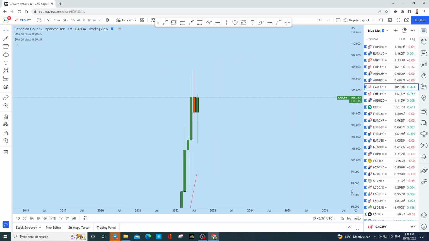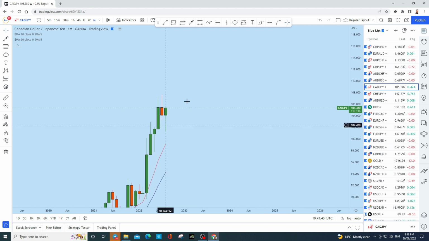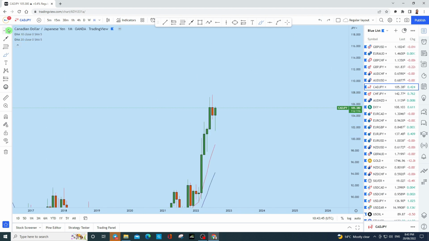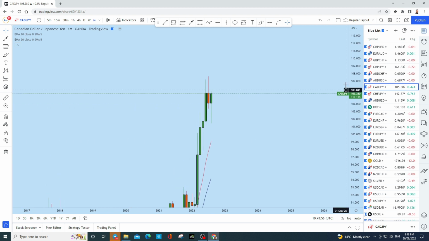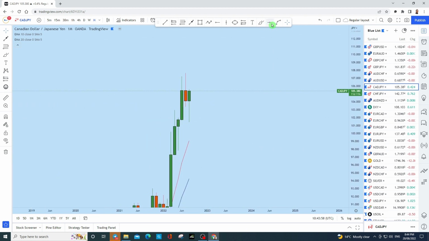We see that on CADJPY on the monthly, there is a strong rejection from the bottom here. You can see the very strong rejection to the upside. CADJPY is a long-term bullish market. It's a strong impulsive move to the upside, followed by this long wick candle here. This is the long wick candle on the monthly perspective. So this is a long-term bullish market, and I think CADJPY will continue to rise on the monthly perspective.